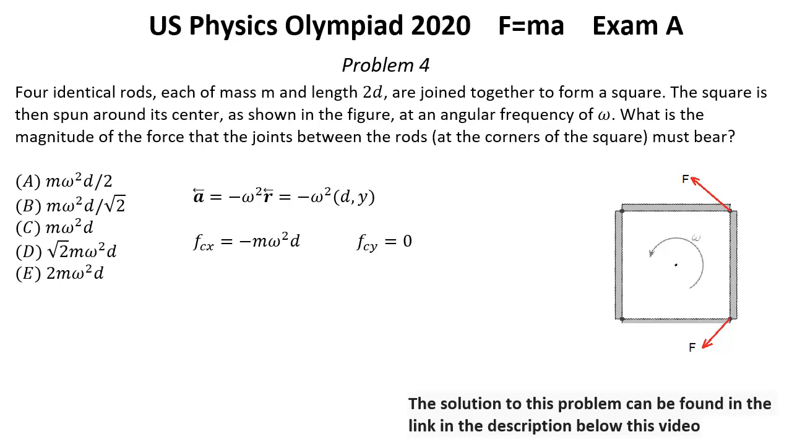Thus, we can set up a free body diagram equation for each rod with the two forces at the joints and the centripetal force. Since these forces must cancel, we get 2F cos 45 degrees equals F_cx. And from here we can find that force F equals m omega squared d over square root of 2, which is answer B, and that was the solution for problem number 4.